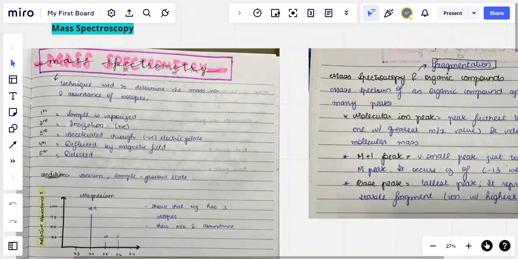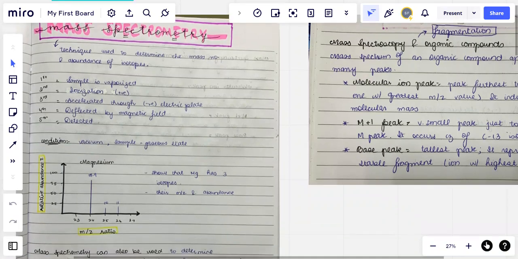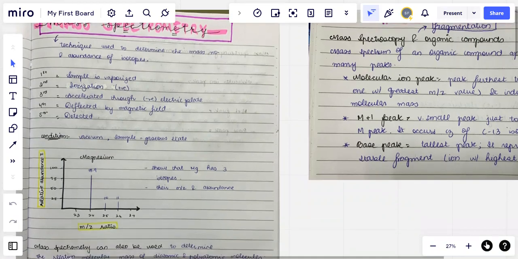So let's start off. You'll see in some places mass spectroscopy being written as mass spectrometry. So don't get confused or scared, it's just one and the same thing. Mass spectrometry is a technique which is used to determine the mass number and abundance of isotopes. A mass spectrometer allows you to measure the characteristics of molecules by converting them to ions, which can be manipulated by electric and magnetic fields. I've used a lot of technical words here. I'll break those down for you in a while.